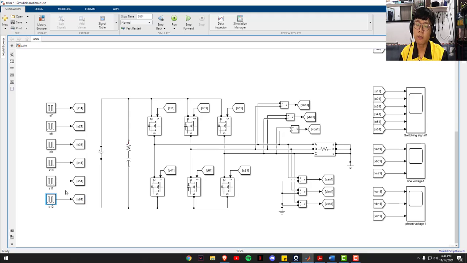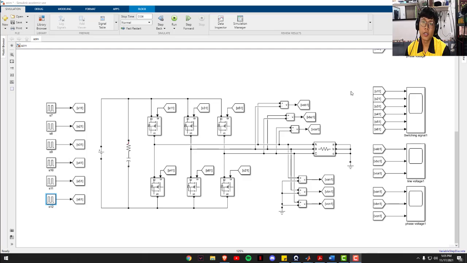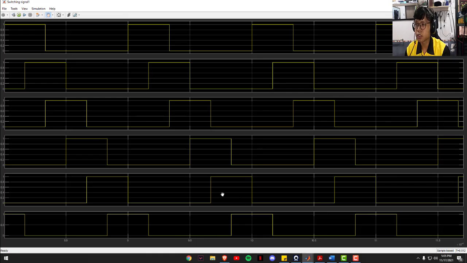There are a few parameters needed in this lab, which are the switching signal, the line voltage, and the phase voltage. I will show you how to determine the waveform of these parameters. Next, for the switching signal, this is the scope for the switching signal. What we have to do is run the circuit and then stop. Then we press the scope to find the output. I already ran the simulation, so here is the switching signal.